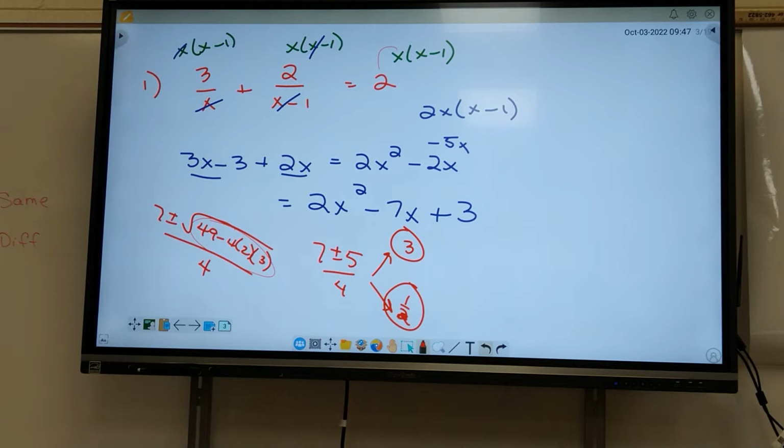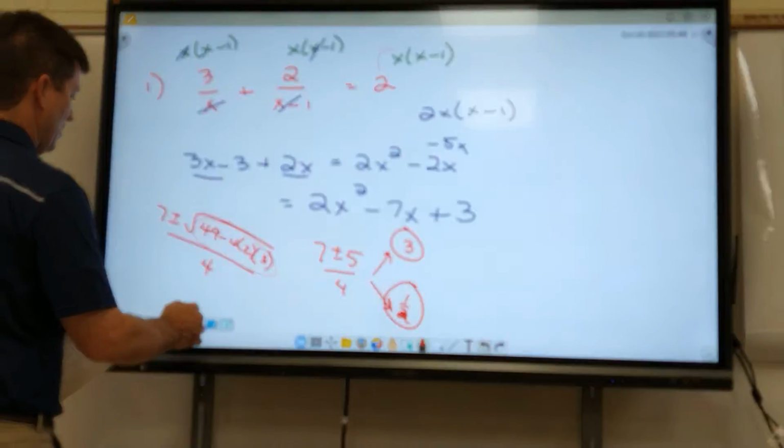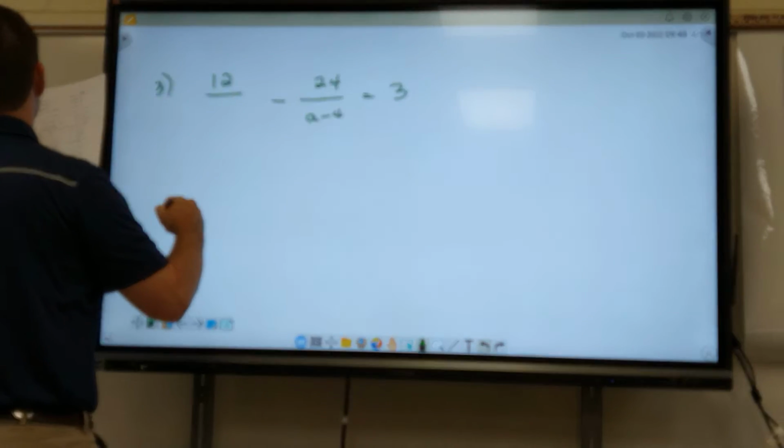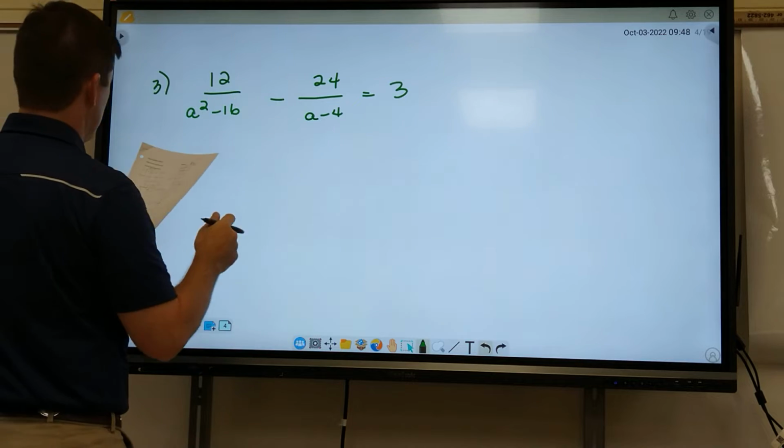All right, so again, you're going to have 3 problems like this. Let's do some of the harder ones. That one was kind of easy, I thought. I think number 3 is a little bit harder. Let's do number 3. I think number 3 is the hardest one on the whole front, actually. All right, so let's go to number 3. Let me rewrite it. 12 over a squared minus 16.